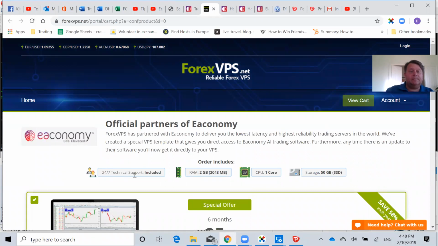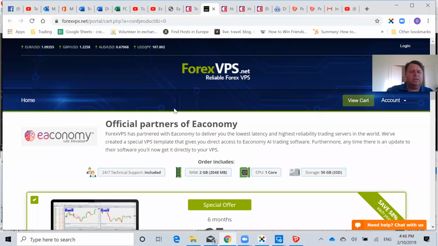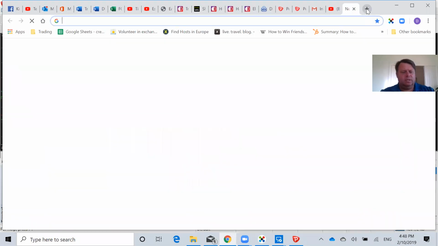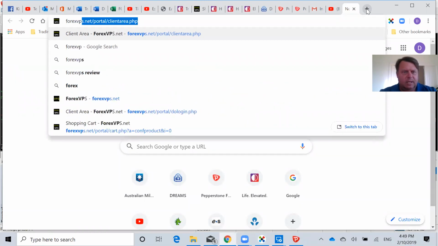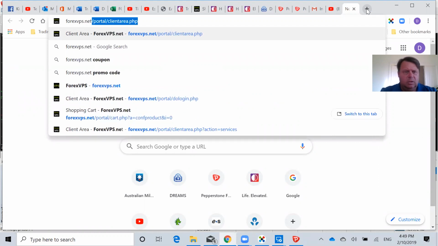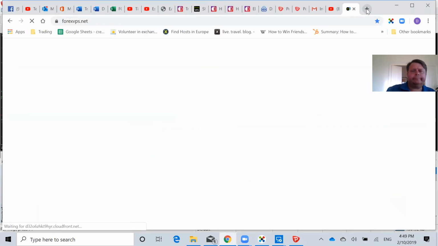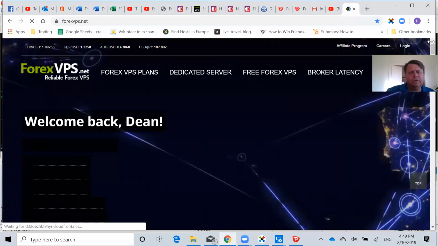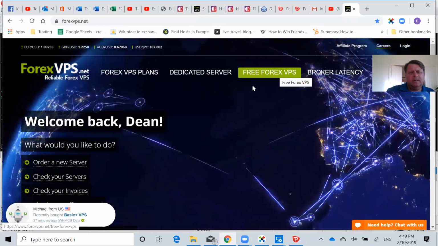Now you can only get to this particular page by going through this link. If you just went to forexvps.net, I don't believe that you can actually find this particular page. I'm not sure, to be honest. I couldn't find it when I did it, but I might have gone to forexvps.com. Forexvps.net. Okay, if we go here, Forex VPS plans, free Forex VPS.